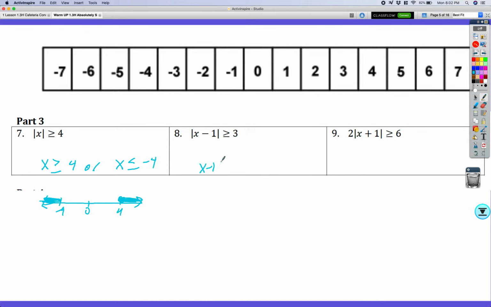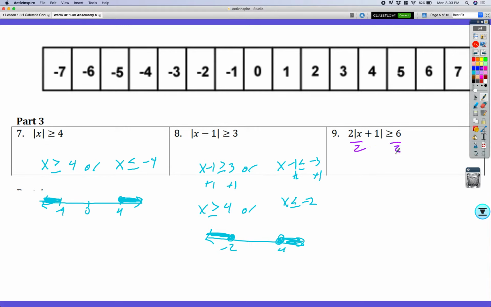All right. So over here now, same idea. I got x minus 1 is greater than or equal to 3, or x minus 1 is less than or equal to negative 3. So when I solve this, plus 1, I got x is greater than or equal to 4, or x, I'm going to add 1, to get x is less than or equal to negative 2. So then when I graph this, it would look like negative 2 would be going this way, positive 4 would be going this way.